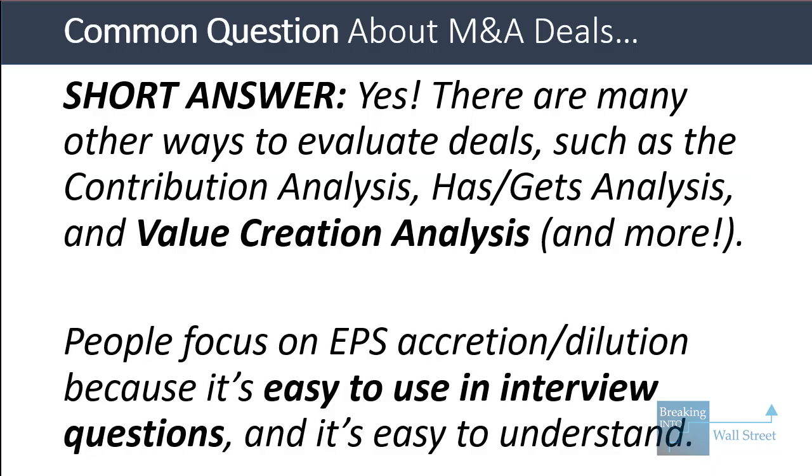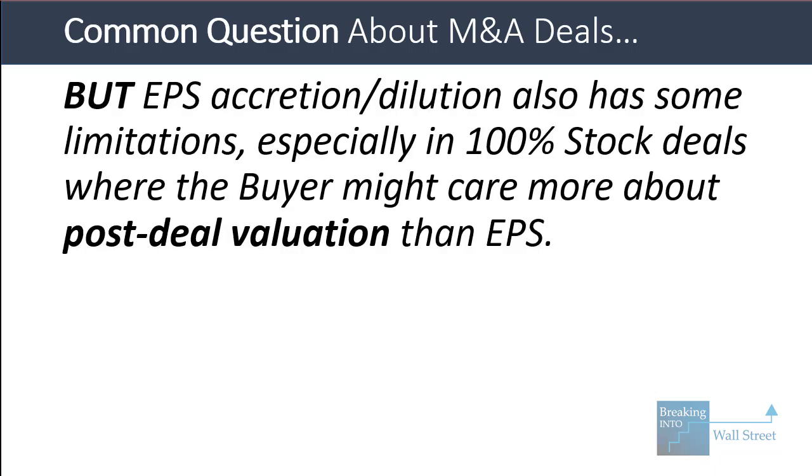People focus on EPS accretion dilution because it's easy to use in interview questions, and it's also quite easy to understand because pretty much everyone knows what EPS is, net income divided by the company's share count. But EPS accretion dilution also has some limitations, especially if it's a 100% stock deal where the buyer doesn't necessarily care about what will happen to its EPS a year or two after the deal, but they do care a lot about how they'll be valued as a combined company after the deal takes place.